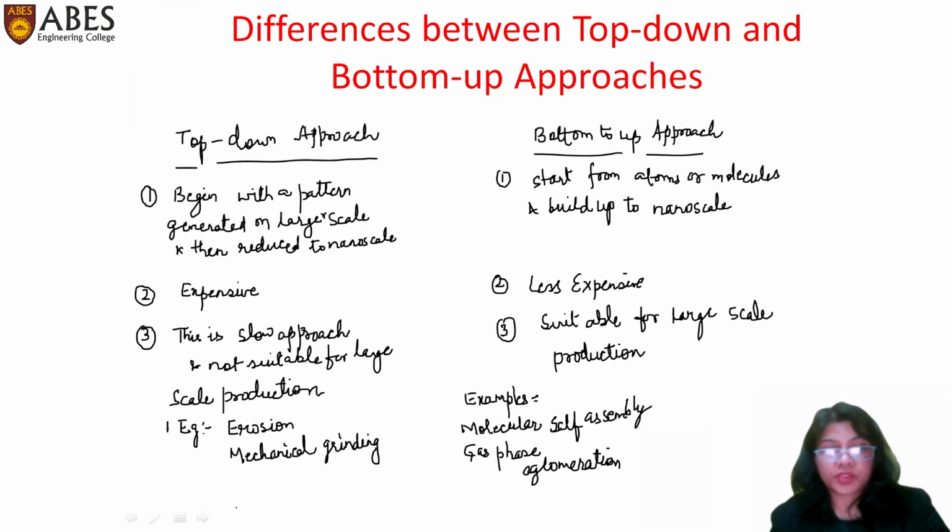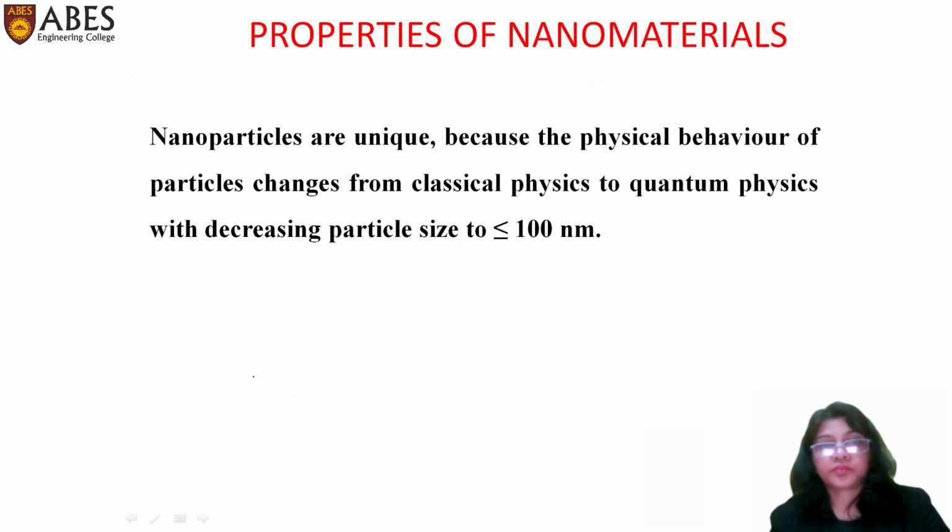Now next we'll be discussing the properties of nanomaterials. Here the nanomaterials have very unique properties, and this unique property is due to the change in the particle size from classical physics to quantum physics, as the size is reduced to less than or equal to 100 nanometers.